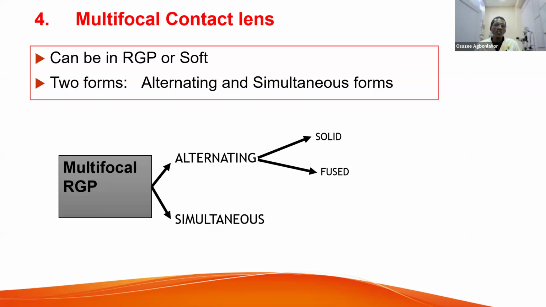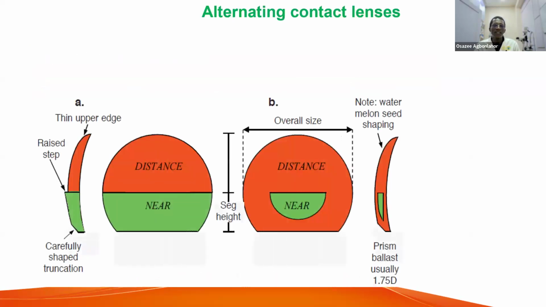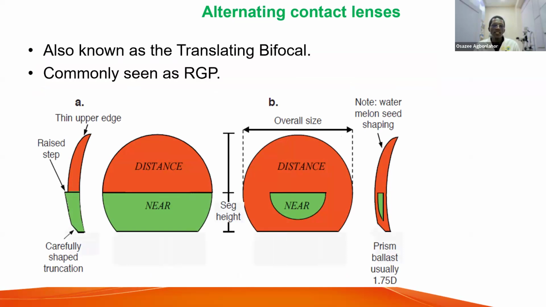So for the alternating, they could be solid or fused, just like you see in your regular bifocals. So what you have here is alternating contact lens. So it alternates from distance to near. So you have it segmented. You have the distance area and you have the near area. This is commonly seen in RGPs. That does not mean you don't see them in hydrogel lenses, but it's very scarce. This is an older version or older technology compared to soft multifocal contact lenses. So you find it more in RGP.